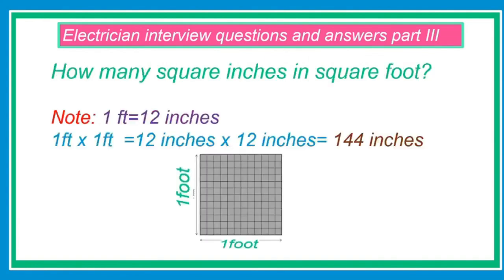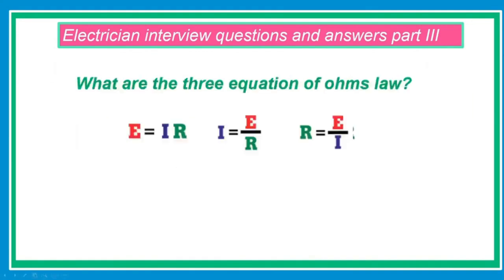How many square inches are in a square foot? Note that 1 foot is equal to 12 inches. 1 foot times 1 foot is also equal to 12 inches times 12 inches, which is equal to 144 square inches. What are the three equations of Ohm's law? E equals I times R, I equals E over R, R equals E over I.